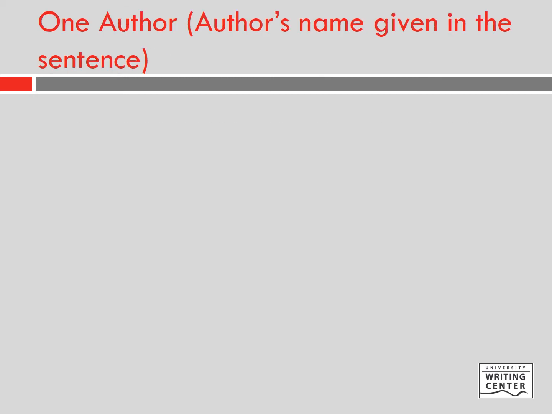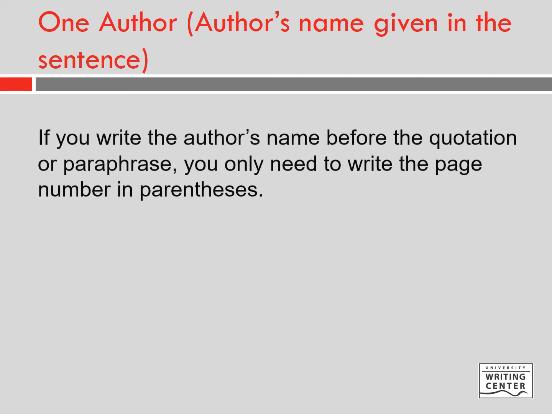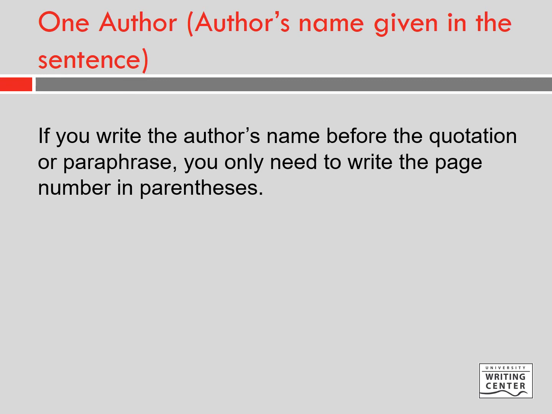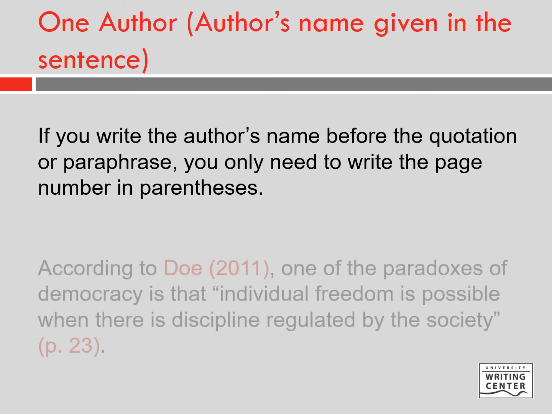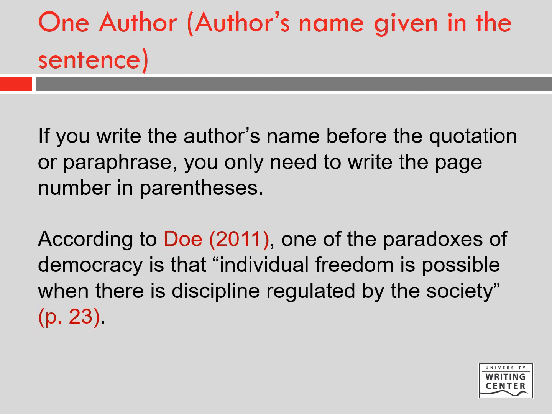When the author's name is mentioned in the sentence, you no longer need to place that information at the end. Instead, after the author's name, place the year of publication in parentheses. The page number where the information comes from still comes in parentheses at the end of the sentence, with the period following after the final parenthesis. This rule also applies if multiple authors are mentioned.